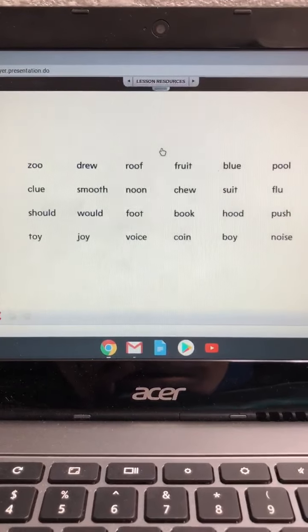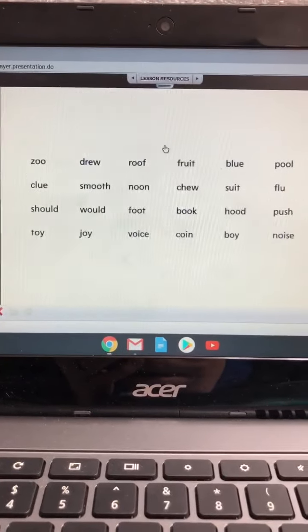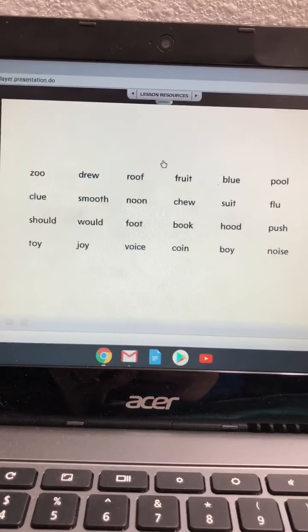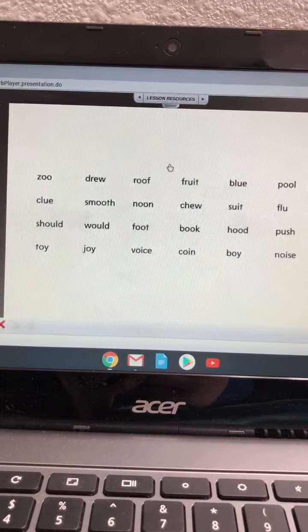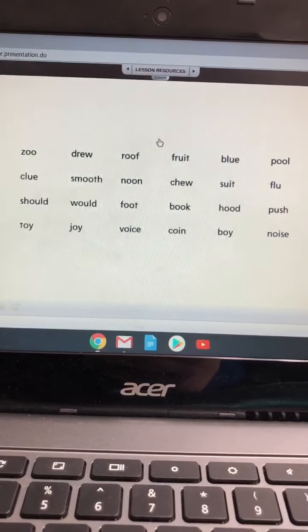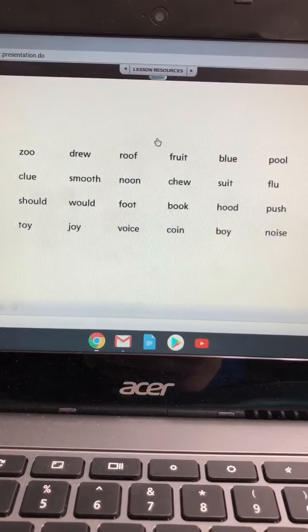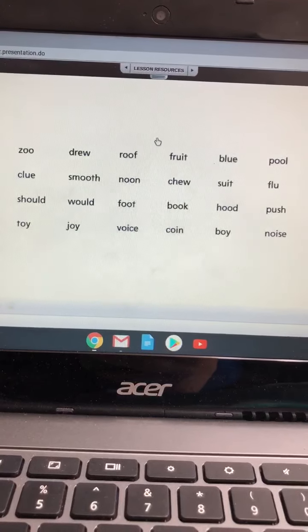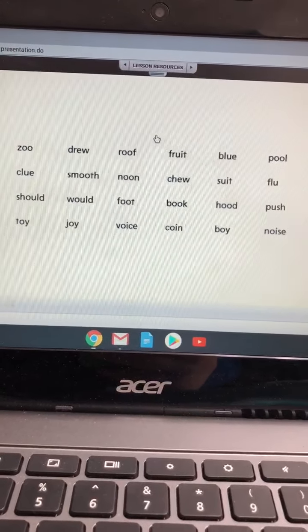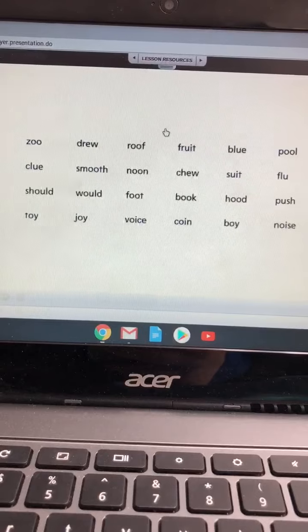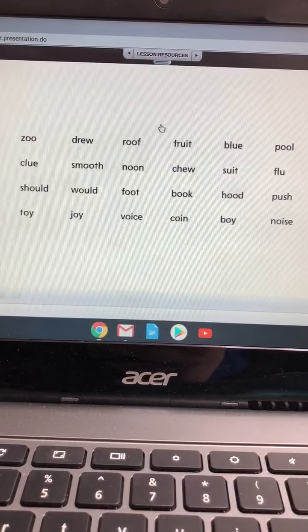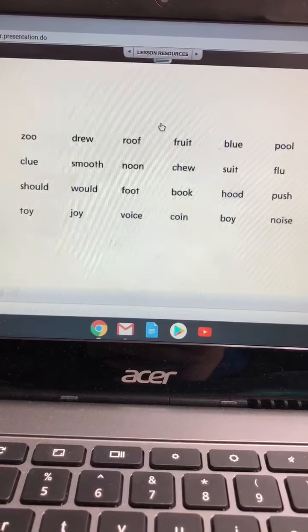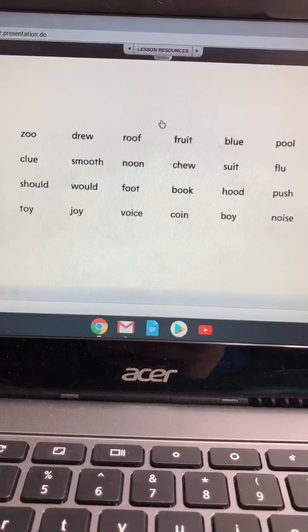Hi everyone, we're going to get started on reading today. We're going to learn two new sounds that have different spellings. The first sound is the oo sound. Think of some words that have the oo sound in them. If you have your whiteboards handy, maybe you want to write down some of those words. The first word I thought of was spoon or noon or even soon.